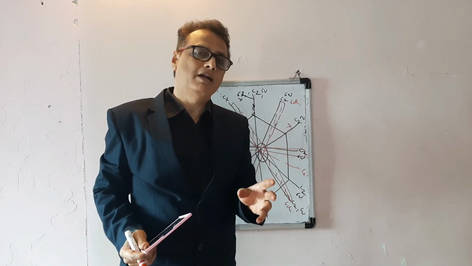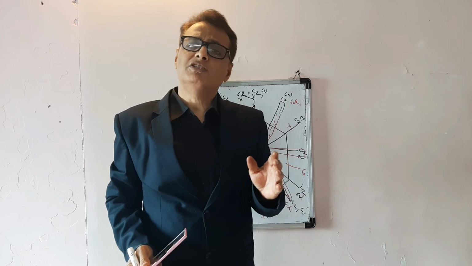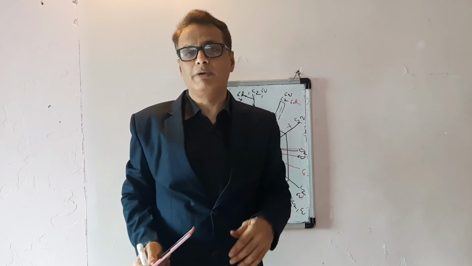PtCl4 contains 2 dihedral planes of symmetry. Staggered ethane contains 3 dihedral planes of symmetry, and staggered ferrocene contains 5 dihedral planes of symmetry. Now once again, there are basically 3 types of plane of symmetry: vertical plane of symmetry, horizontal plane of symmetry, and dihedral plane of symmetry.